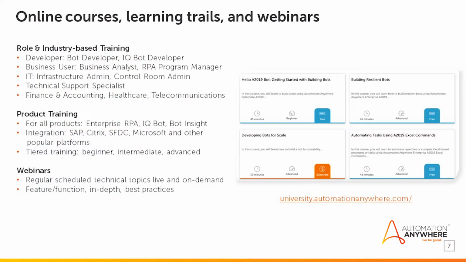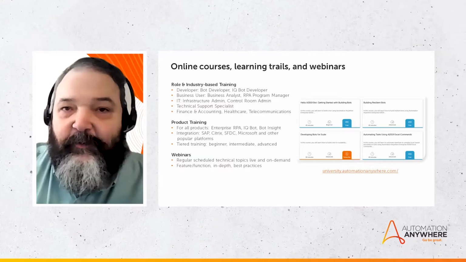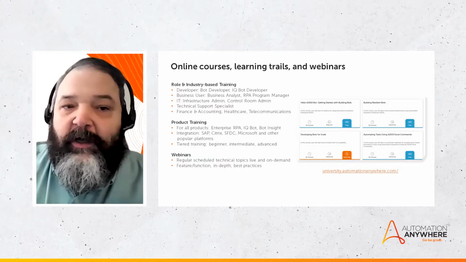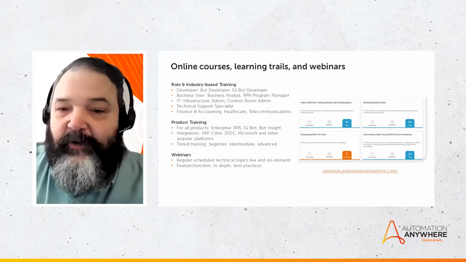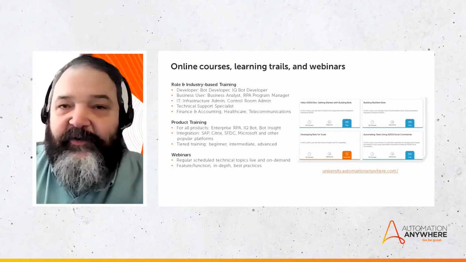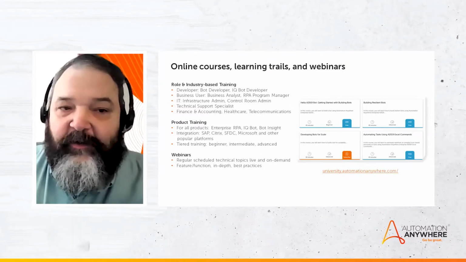Best way to interface with Automation Anywhere University is use our online courses and learning trails and attend webinars. All of our learning trails are set up in a way that combines multiple courses towards a single persona or a single role. So as a developer, we have courses such as Bot Developer Learning Trail, which includes all the courses that have to do with bot developer from a basic point of view, or an IQ bot developer.